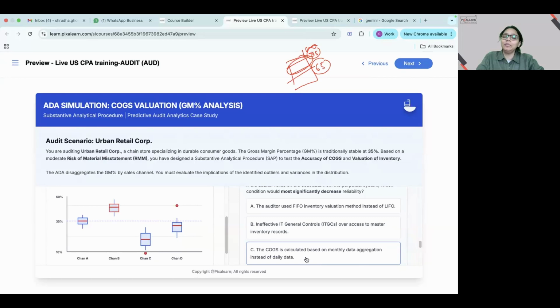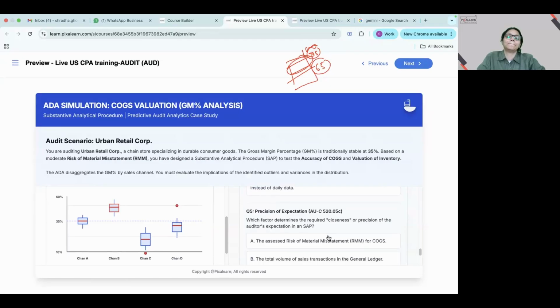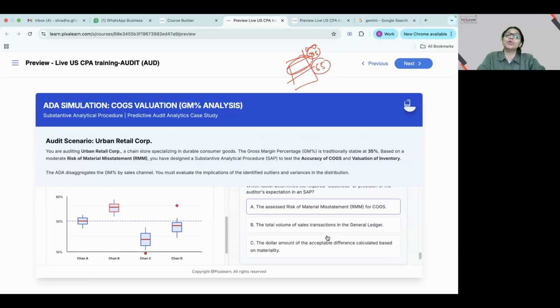Rashi, you'll have to put in a little bit more effort in doing this, okay? Go slow. Ineffective IT controls over access to master inventory records. If anybody can come and make changes in the inventory data, automatically the data that I'm looking at is not very reliable, isn't it? It is not very reliable. Okay? This is also a very good question.